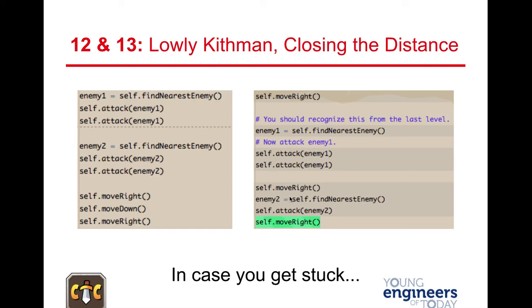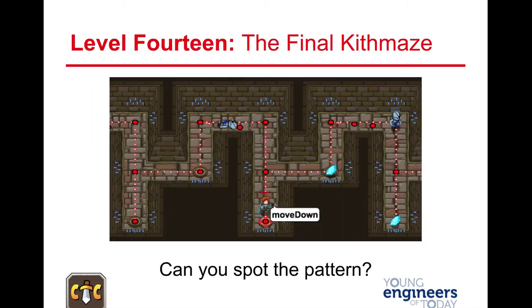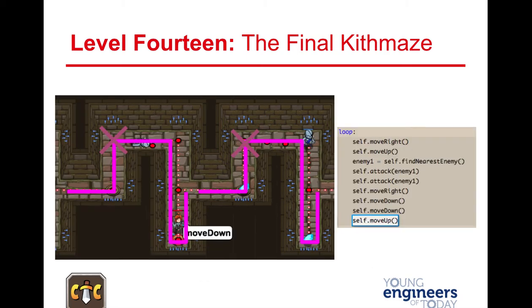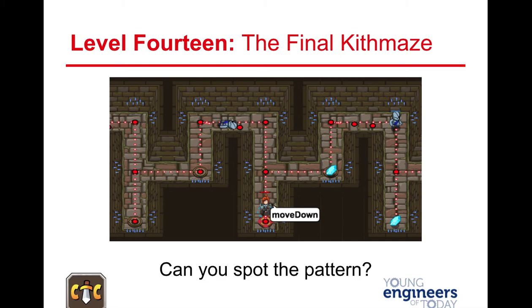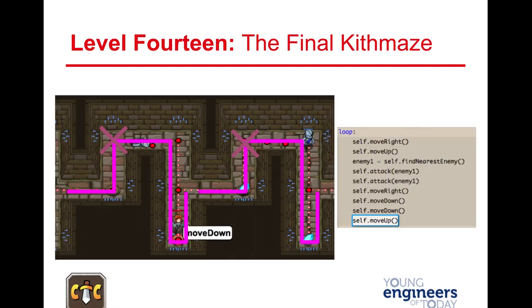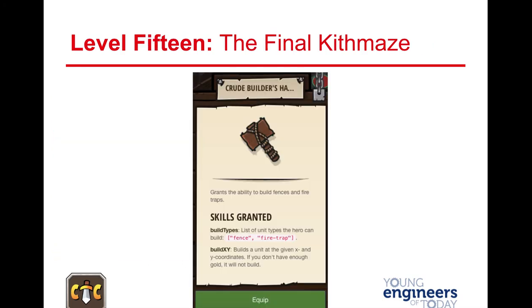And here's the solution in case you get stuck for 12 and 13. Now 14 is the final Kith Maze, and it's a little bit trickier of a pattern because you have an attack in there. And please note, as you're going through these, I do want you to pause and try to figure it out on your own, but to go through it here. So you need to move right, move up, find the nearest enemy and then attack that enemy twice. Then move right, move down, move down, move up. So that pattern is definitely a little bit tougher to see, but hopefully this visual is good if you just get really stuck and can't figure it out.